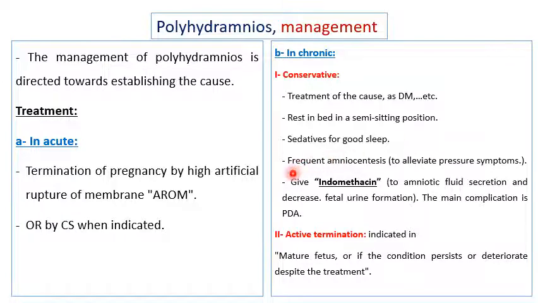And you can give the mother some drugs to decrease amniotic fluid formation by affecting fetal urine formation, such as indomethacin, a prostaglandin synthase inhibitor. As you remember, prostaglandin leads to renal artery dilatation and increases the blood supply of the kidney with subsequent increase in GFR and urine formation. Now, indomethacin inhibits this action of prostaglandin and decreases the blood supply passing to the kidney, and subsequently decreases the amount of urine formation. When this fetus reaches maturity, active termination either by artificial rupture of membrane for vaginal delivery and pitocin drip, or by cesarean section when indicated.